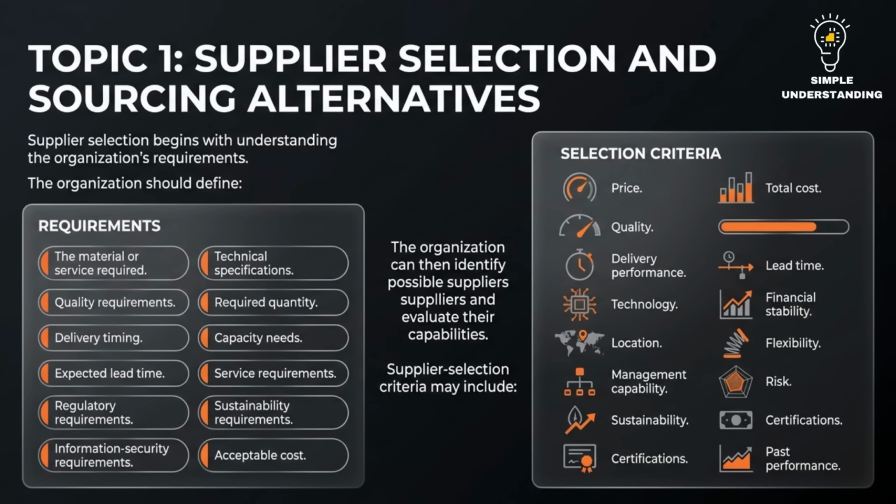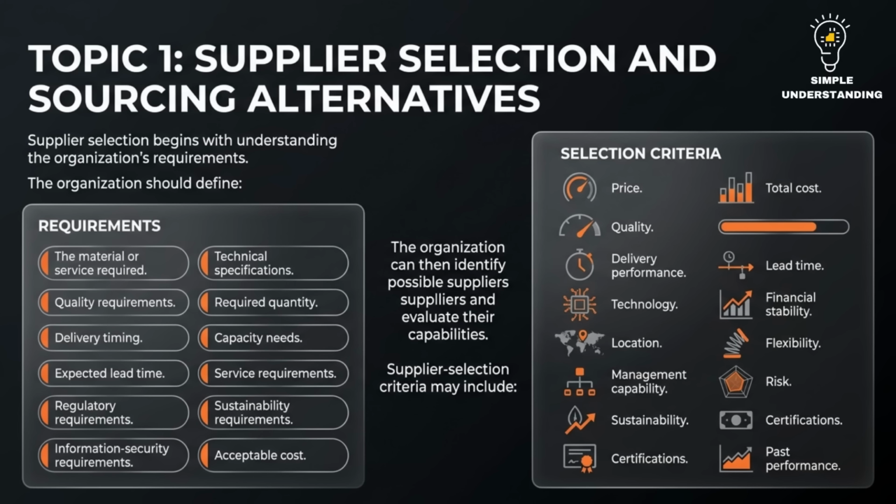Topic 1. Supplier selection and sourcing alternatives. Supplier selection begins with understanding the organization's requirements. The organization should define the material or service required, technical specifications, quality requirements, required quantity, delivery timing, capacity needs, expected lead time, service requirements, regulatory requirements, sustainability requirements, information security requirements, acceptable cost.